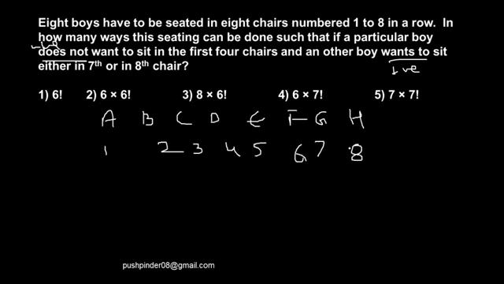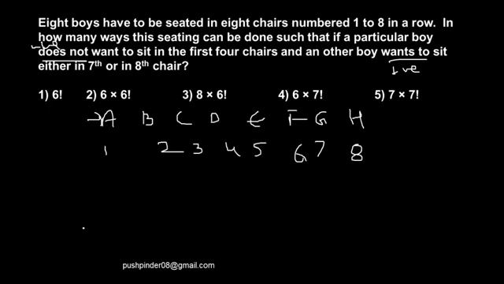So 8 boys and 8 chairs. Now let's satisfy the condition for the positive case. One boy, let's call that guy A, wants to sit on either the 7th or 8th chair, and there is another boy who does not want to sit on the first 4 chairs. That means the cases are not colliding here, right?